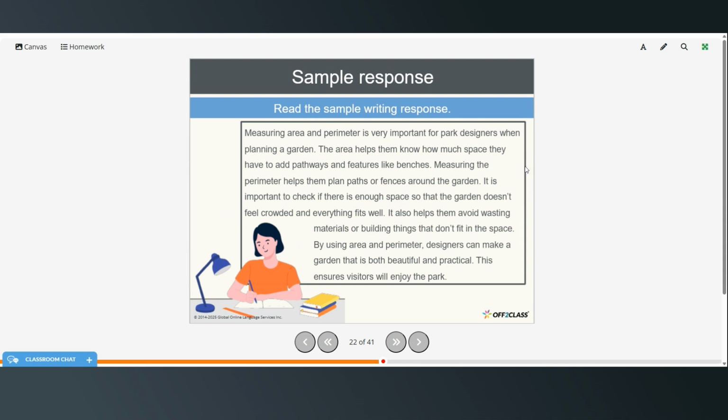Measuring area and perimeter is very important for park designers when planning a garden. The area helps them know how much space they have to add pathways and features like benches. Measuring the perimeter helps them plan paths or fences around the garden. It is important to check if there is enough space so that the garden doesn't feel crowded and everything fits well. It also helps them avoid wasting materials or building things that don't fit in the space. By using area and perimeter, designers can make a garden that is both beautiful and practical. This ensures visitors will enjoy the park.